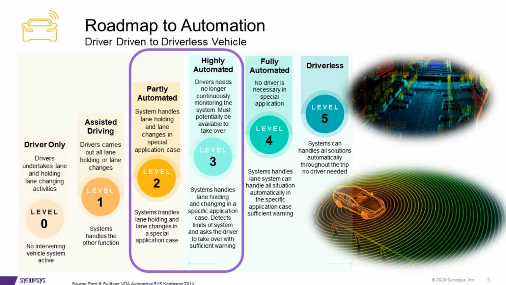So if we look at the roadmap to automation, the industry considers 5 different, technically 6 levels, but from level 0 to level 5, moving from driver only, no systems, no assistance whatsoever, all the way up to full driverless systems at level 5. And you can see the stages, moving toward different levels of assistance to the driver as you move up the different levels. Today, we're largely between level 2 and level 3.